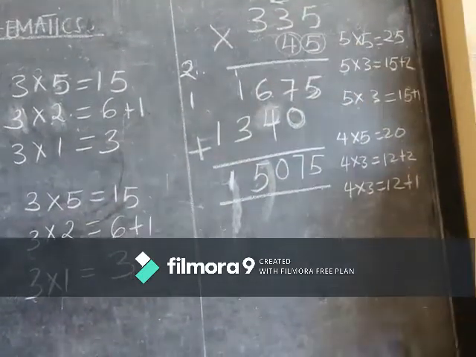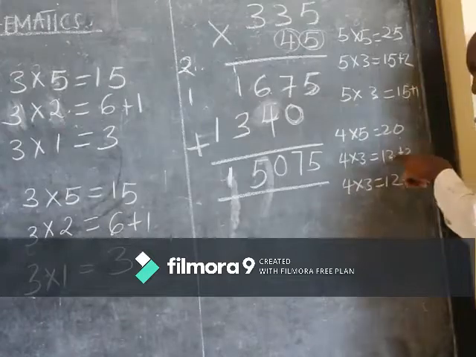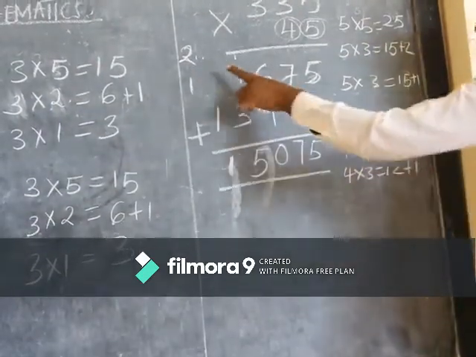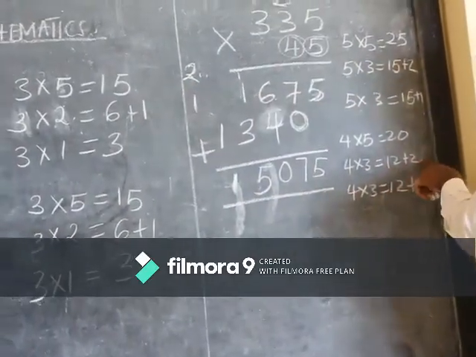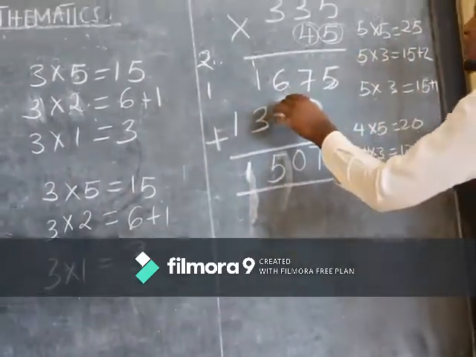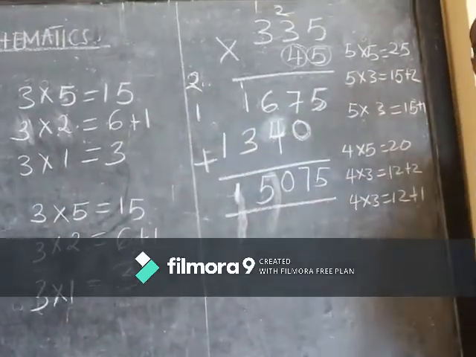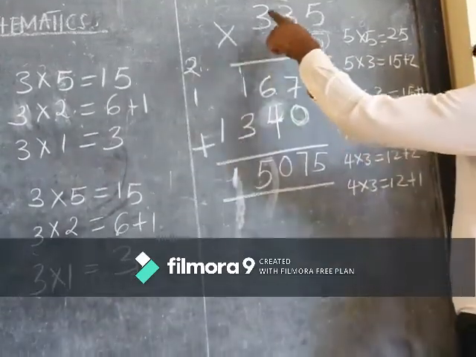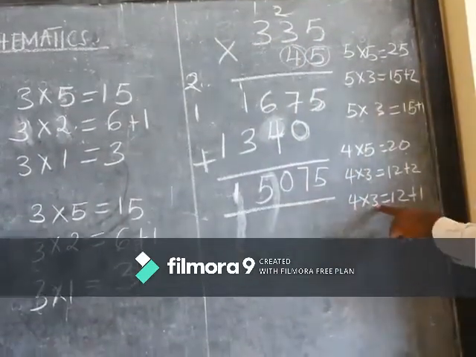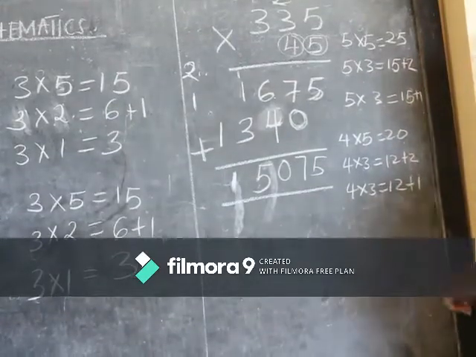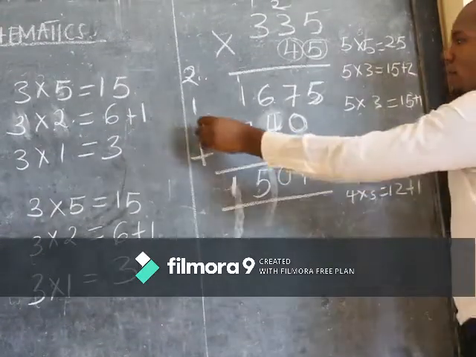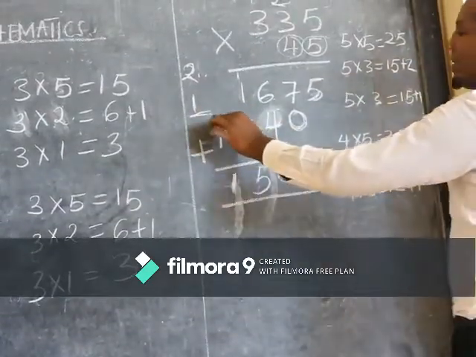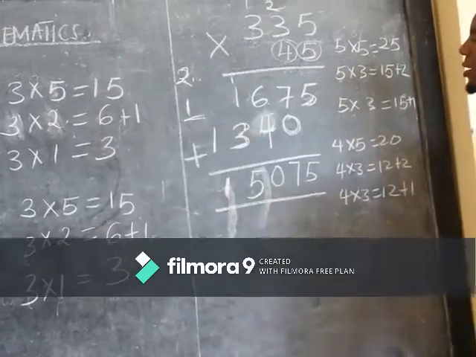4 times 3. 4 times 3 is equal to 12. Remember, we carried 2. So we are going to add 2. 12 plus 2 is equal to 14. So 14, I have to write 4. Then I carry 1 here. Then I go to the next. 4 times 3 is equal to 12. Then 12, remember I have carried what? 1 here. So I will add this 1 here to 12. Then I will get what? 13. Then I write 13 here.